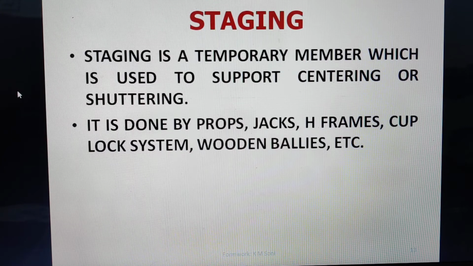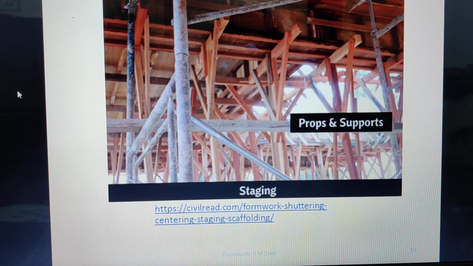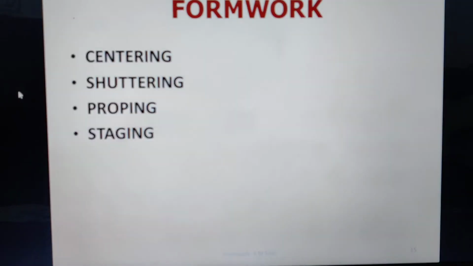Staging is a temporary member which is used to support centering or shuttering. It means whenever vertical members or horizontal members are there for concrete casting, then for supporting that whatever we are using is staging. And it is done through props, jacks, edge frames, cup-lock system, wooden bullies, etc. So these are all parts of the staging. Now here is one figure given, and then the reference of the website is also given.